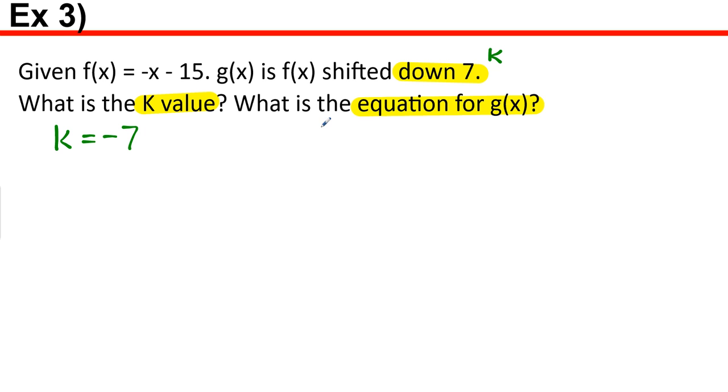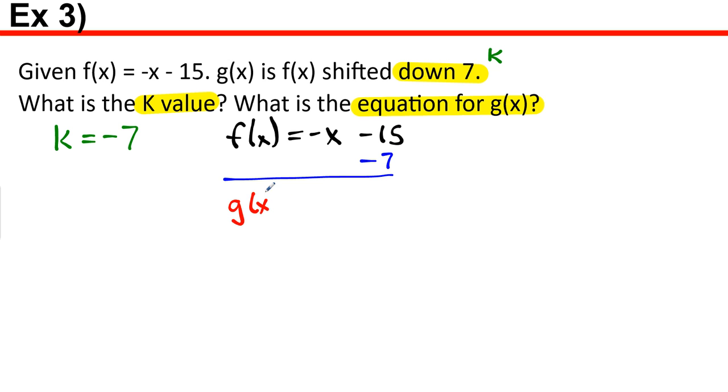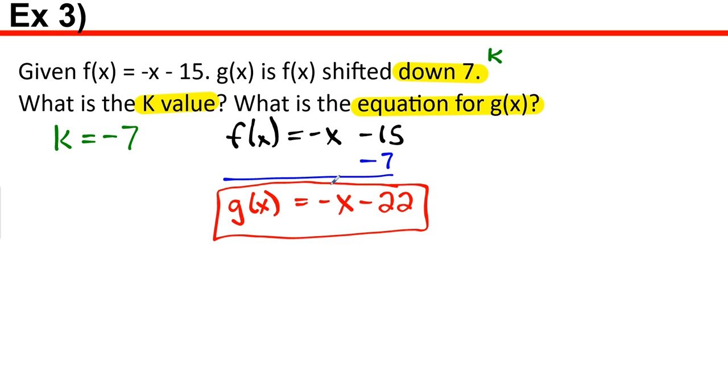How do we get the equation for g of x? Well, again, take the equation for f of x. If I can actually write it here, here we go. It's equal to negative x minus 15. We have to go down 7 from negative 15, so I'm going to just subtract 7 from negative 15. Go ahead and do that math. We're going to have our new function, which will be g of x, is equal to negative x, and then negative 15 minus 7 is negative 22. So here is the equation for g of x and our k value of negative 7.